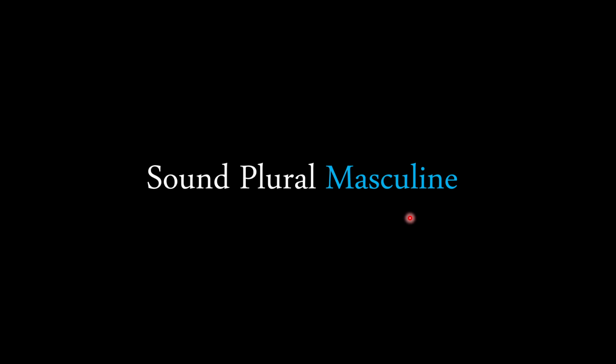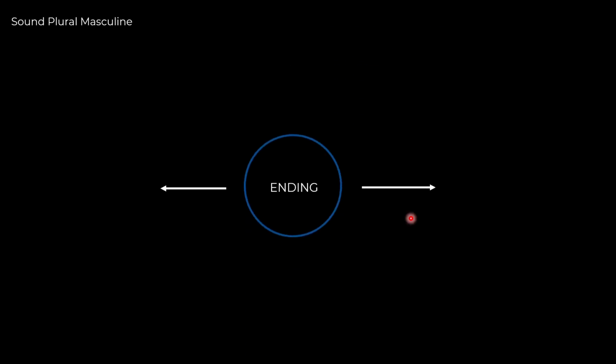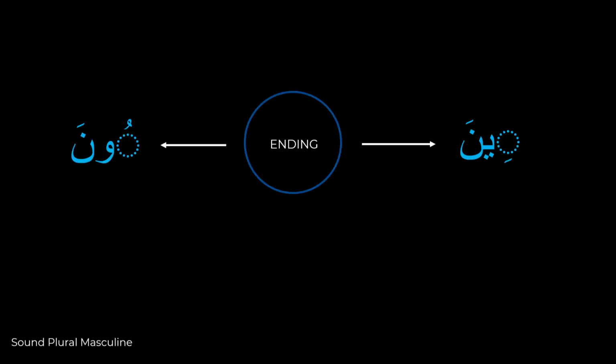So let's start off with the sound plural. The sound plural has two types: the masculine and the feminine. First we're going to begin with the masculine. For the masculine, it's important to remember that there are two endings that identify it: the una ending and the ina ending. So let's take a look at some examples.